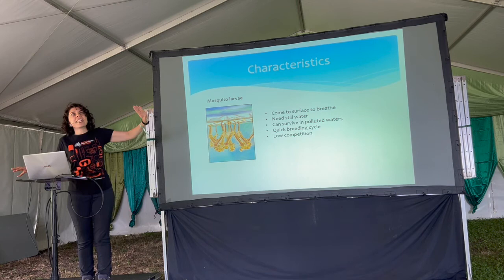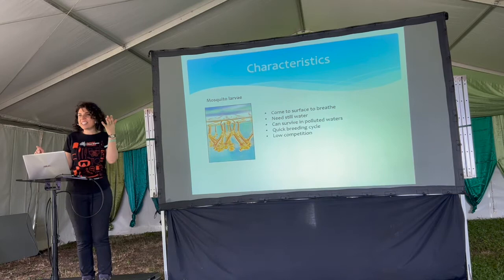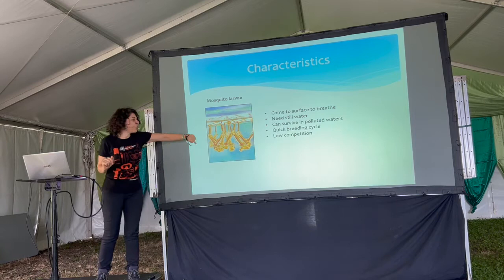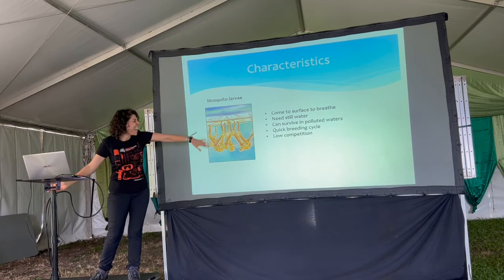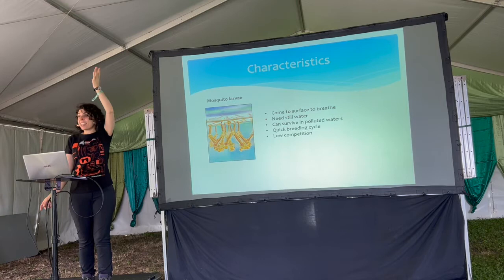They remind me of fruit bats or flying foxes in that they spend most of their life hanging upside down, and that's because they have a breathing tube, or you can think of it like a snorkel. It comes out of their rear end and pokes up into the air. And so that's how they breathe. So that's why you see them hanging around the surface, and that's why you mostly find them in puddles and still water.